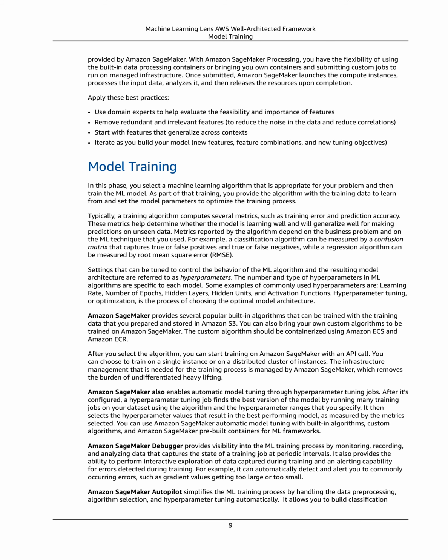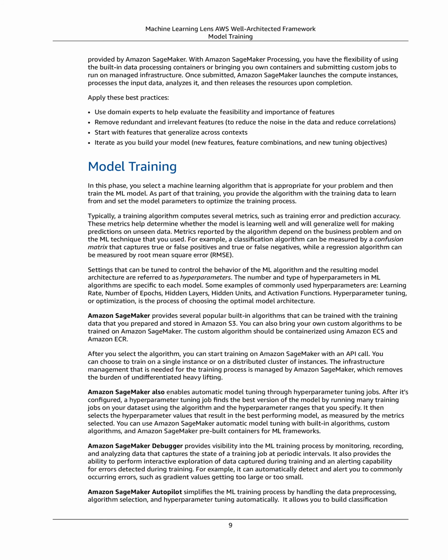Apply these best practices. Use domain experts to help evaluate the feasibility and importance of features. Remove redundant and irrelevant features. To reduce the noise in the data and reduce correlation, start with features that generalize across contexts. Iterate as you build your model, new features, feature combinations, and new tuning objectives.